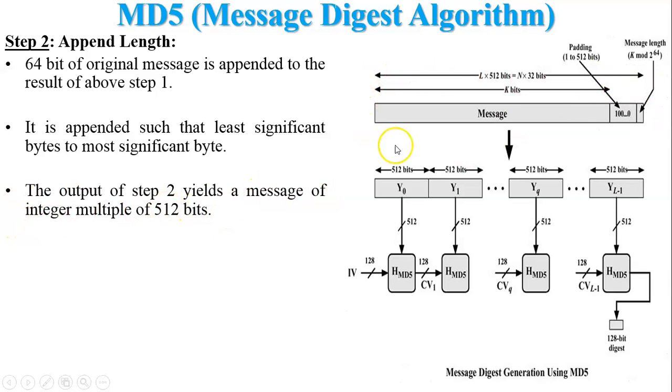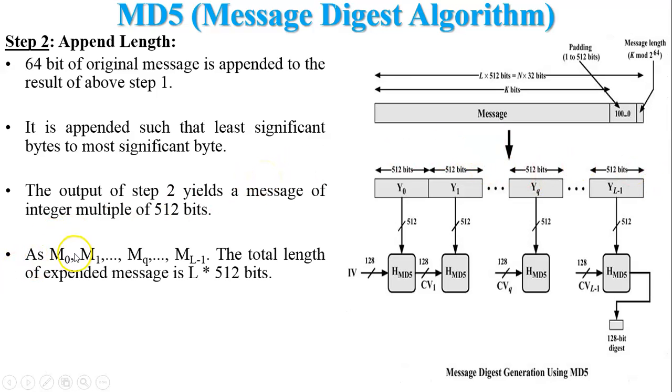Now you can see this is the final message, completed with the padding bits and the added message length. The final message is converted into 512-bit blocks, Y0, Y1, Yq up to YL minus 1. It means a total of L blocks of 512 bits are generated, as M0, M1 up to Mq, ML minus 1.